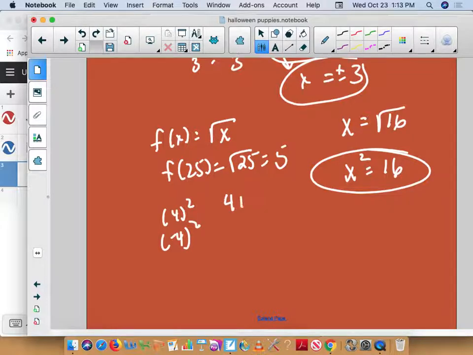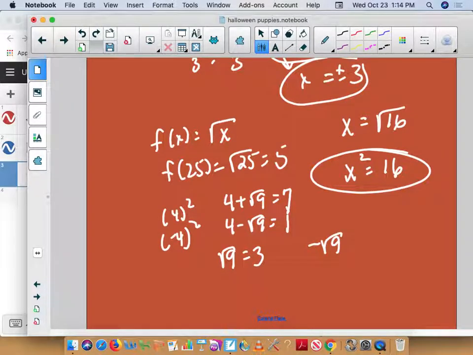If you saw 4 plus the square root of 9, you were correct in calling that 7. Square root of 9 is 3. What is 4 minus the square root of 9? 1. Okay? So I can write square root of 9. That's 3. If I want you to say negative 3, what am I going to have to do? I'm going to have to say I want the negative square root of 9. Then that makes you say negative 3.